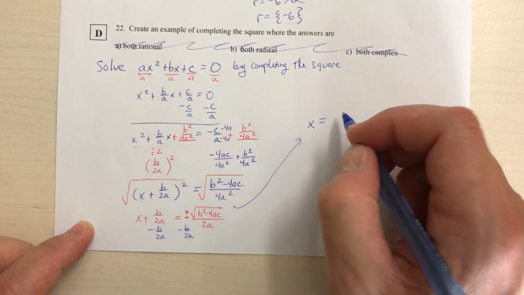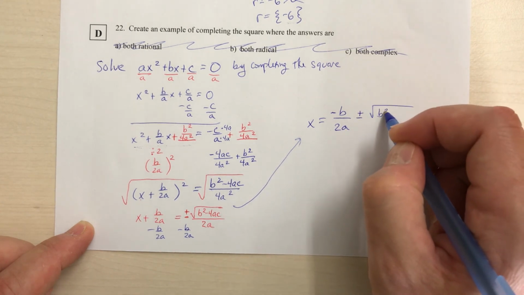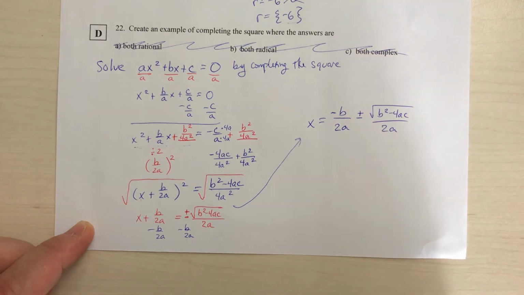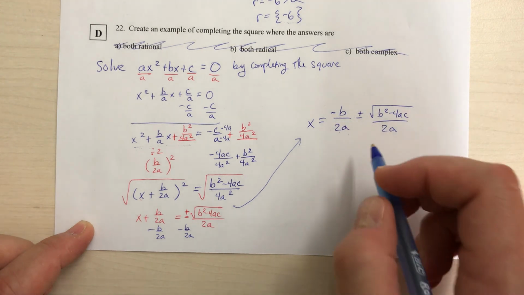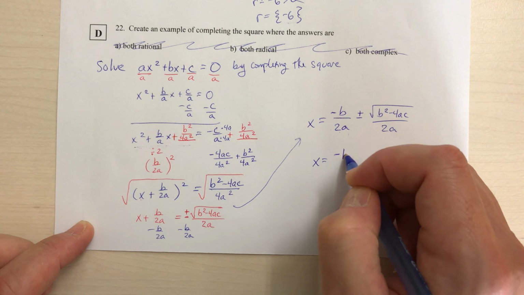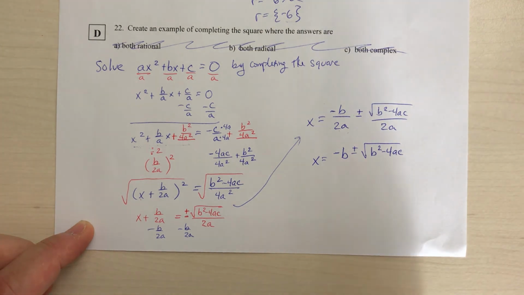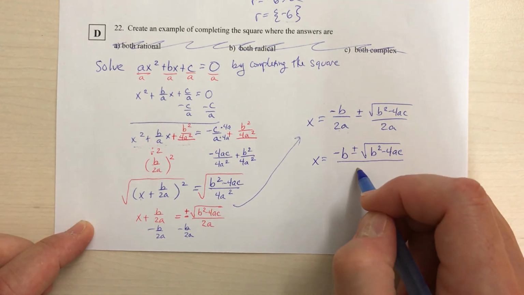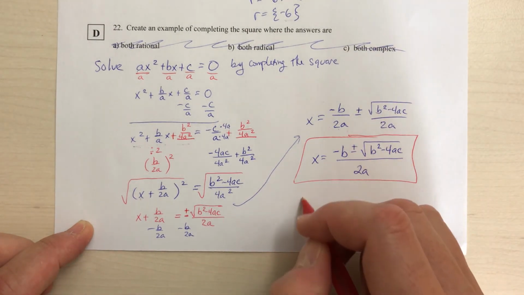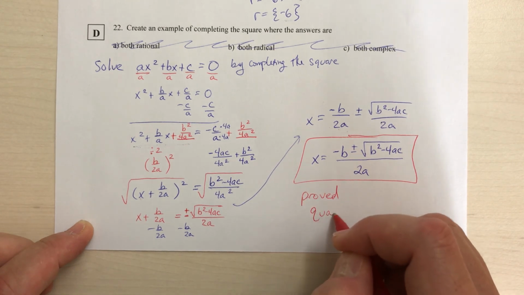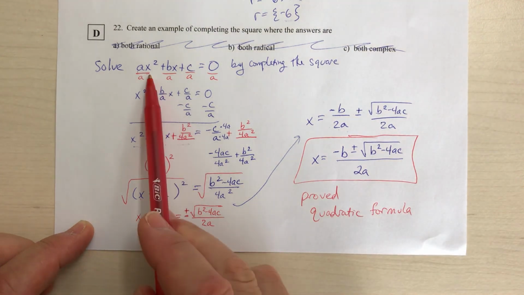We get x equals negative b over 2a plus or minus the square root of b squared minus 4ac all over 2a. And because we have a common denominator, we can now add our numerators, and we get x equals the opposite of b, plus or minus the square root of b squared minus 4 times a times c, all divided by 2a. And what we have just done is we just proved the quadratic formula for any quadratic of this form.